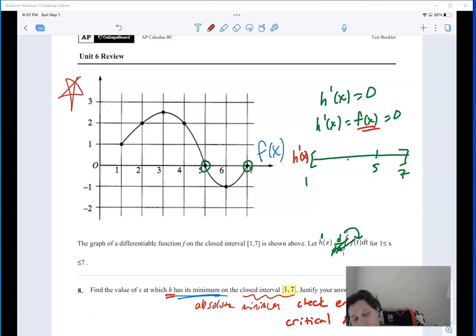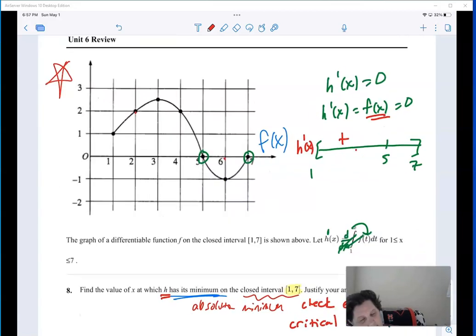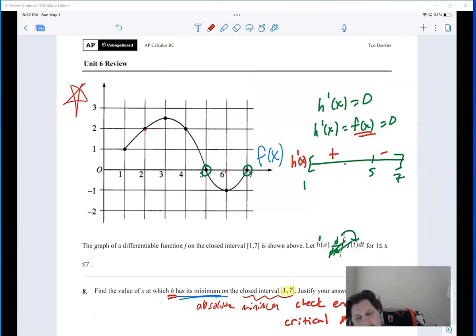So what's f of 6, for example? That's a negative number. And so the graph of h is increasing, decreasing. Find the value of x at which h has its minimum.